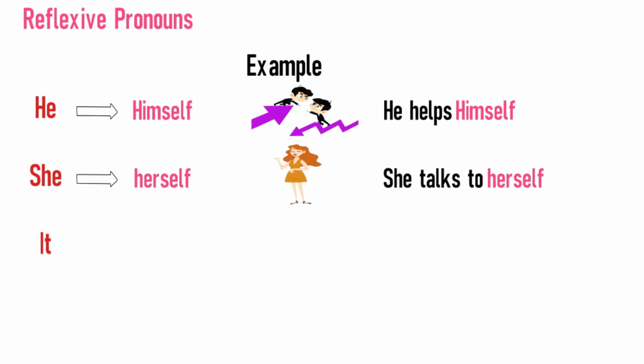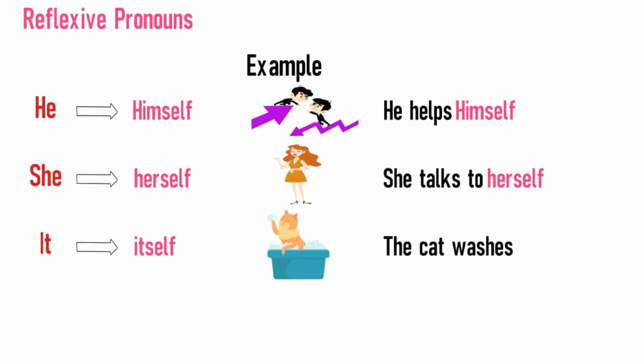Next, with it, I say itself. In the example here, we see the cat washes itself. I don't say the cat washes it, no, itself.